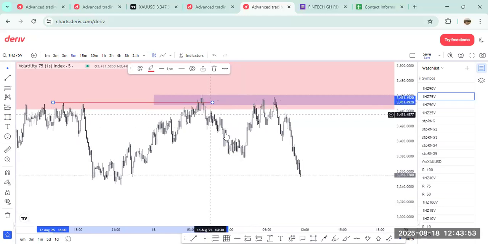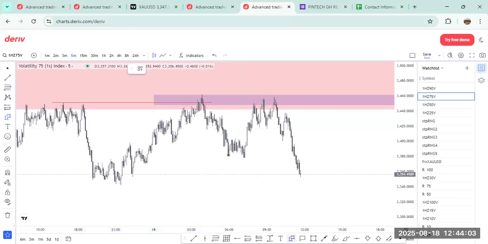The dragonfly doji that we saw, the hanging man. So it was selling, then buyers took over and bought all the way up into the rejection block. Now, as price was going up, this was the last break of structure to the downside.